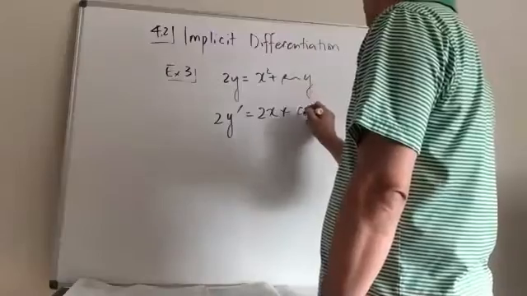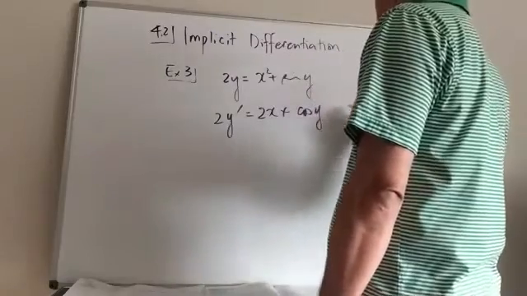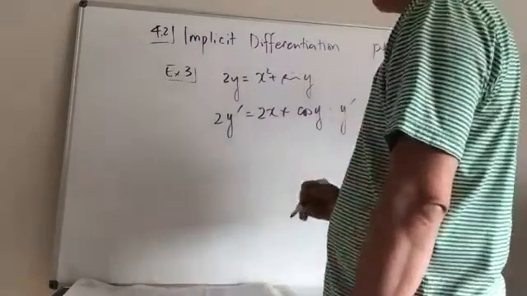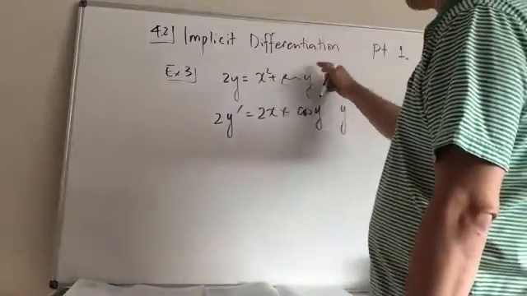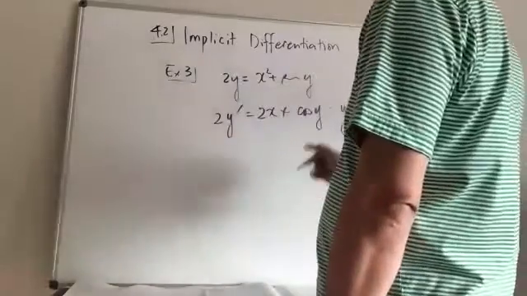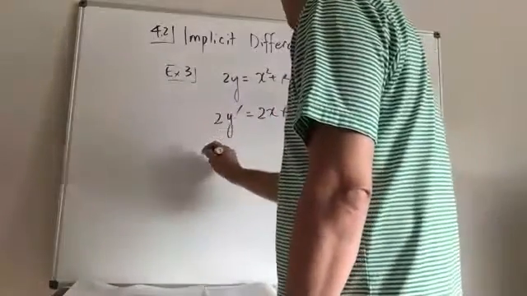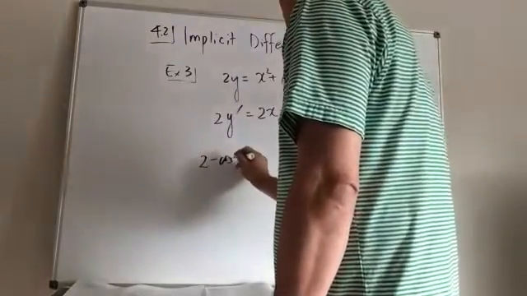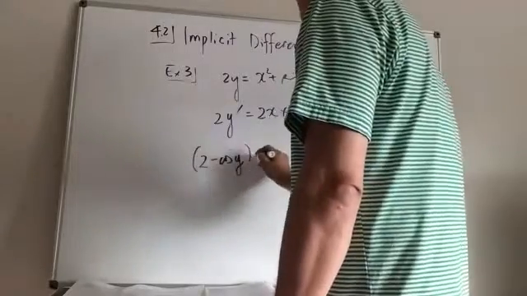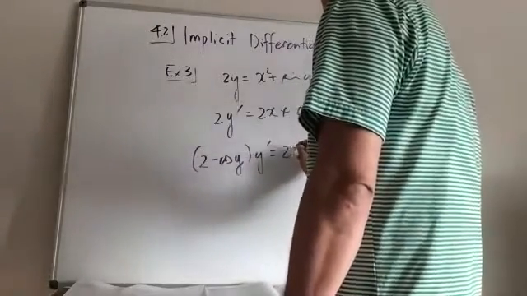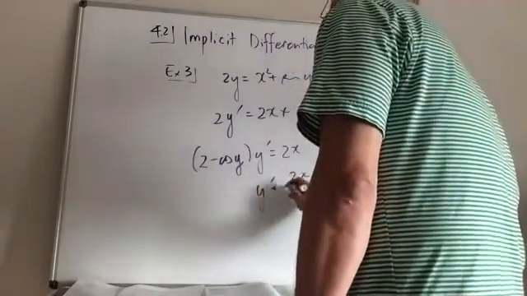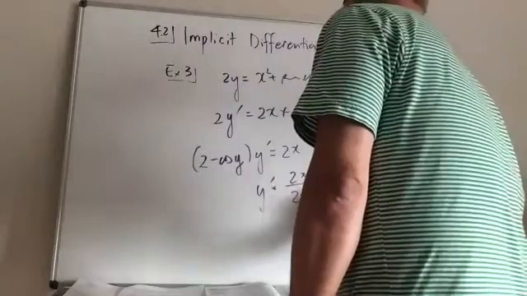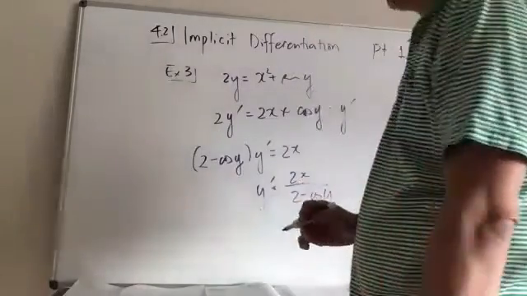Over here I get cosine y, but I have to do this chain rule and use the y prime here also, because I have to take the derivative of what's inside here. Okay, so over here I'm going to go ahead and move it over. I get 2 minus cosine y times y prime is equal to 2x. So y prime is going to be equal to 2x over 2 minus cosine y.